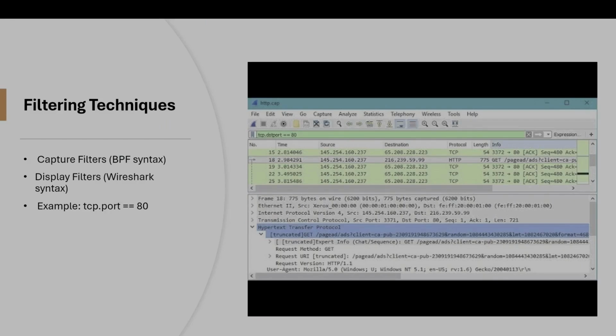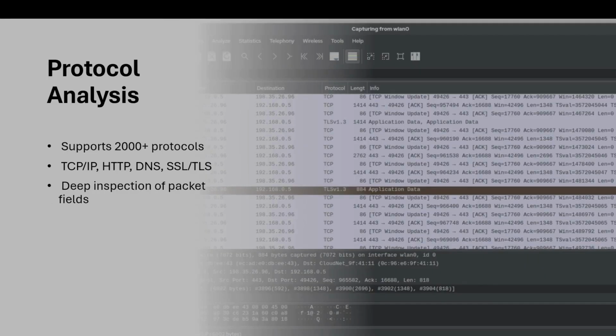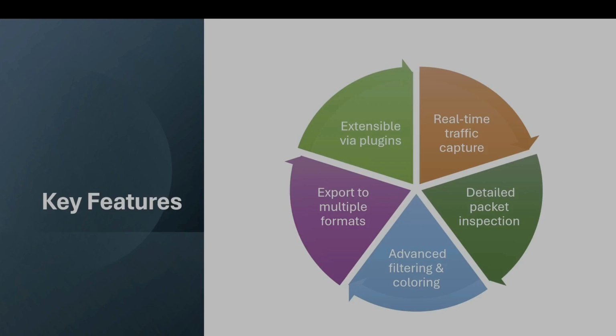Filtering techniques. Wireshark consists of a lot of filtering techniques. For example, tcp.port == 80 displays all the traffic traversing through the network using TCP port 80. It supports over 2000 protocols like TCP/IP, HTTP, DNS, SSL, TLS, etc. It helps in the deep inspection of packets.